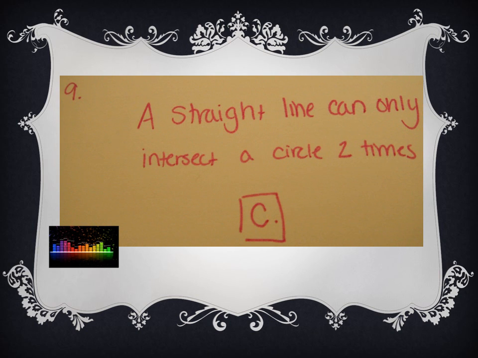All circles are similar. They have the same shape but just different sizes. A line is always straight, so no matter how big you draw your circle or how small, and no matter which direction you draw your line in, it's always going to give you an intersection of 2 times.